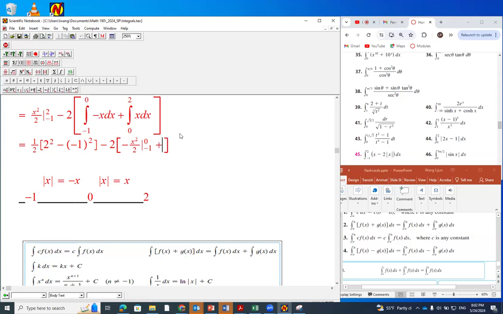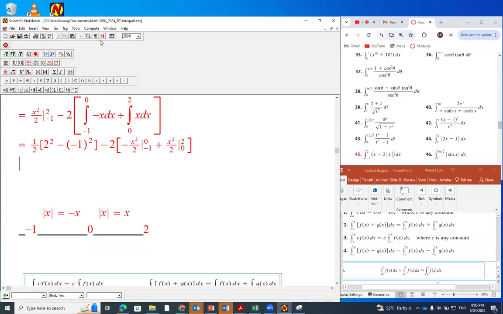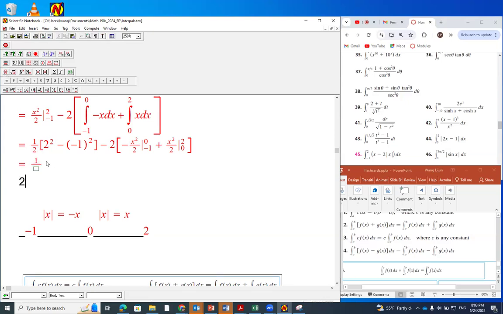The next part is still the antiderivative of x, which is x squared over 2, but this limit is 0 to 2. We want to make sure it's clearly written down correctly. Inside this bracket is 4 minus 1, so it's 3, so 3/2. So this part is done.